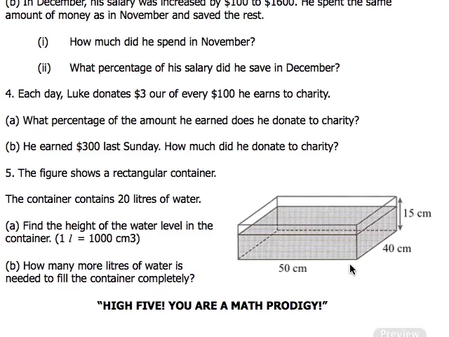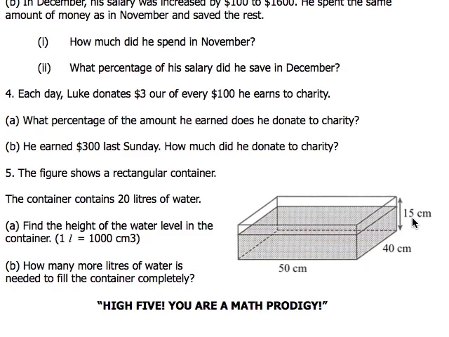It's one of those volume questions. Okay, so the figure shows a rectangular container, as you can see here. The container contains 20 liters of water. A, find the height of the water level in the container, and B, how many more liters of water is needed to fill the container completely.